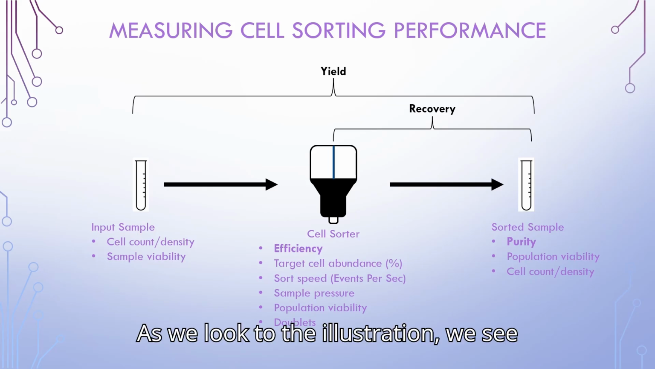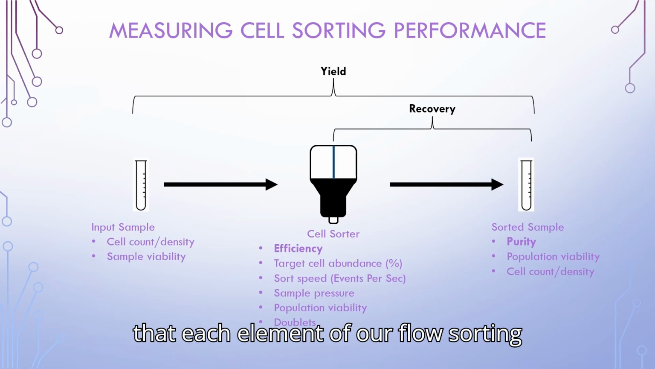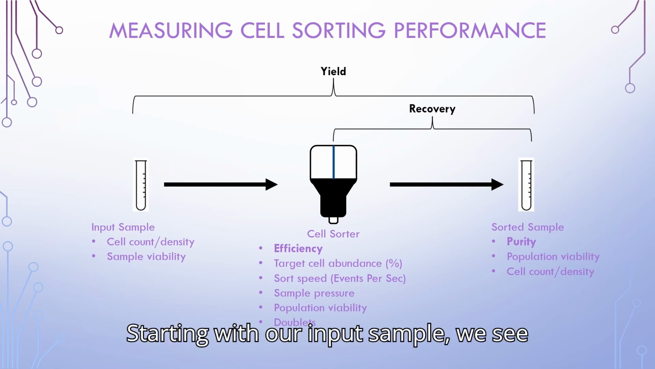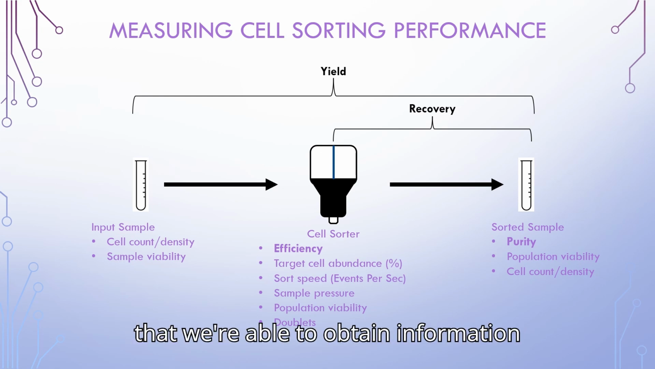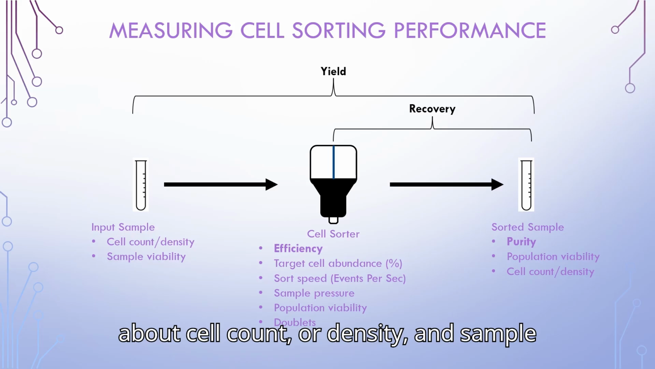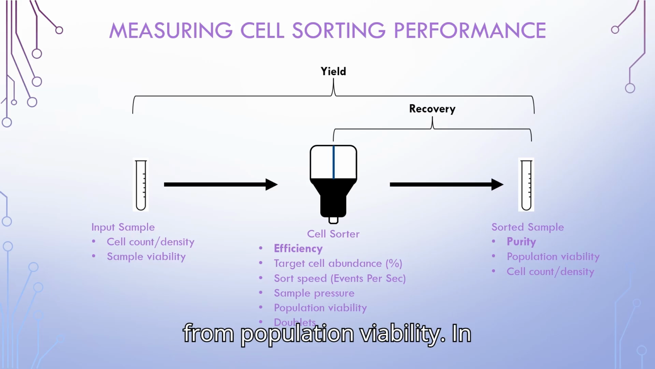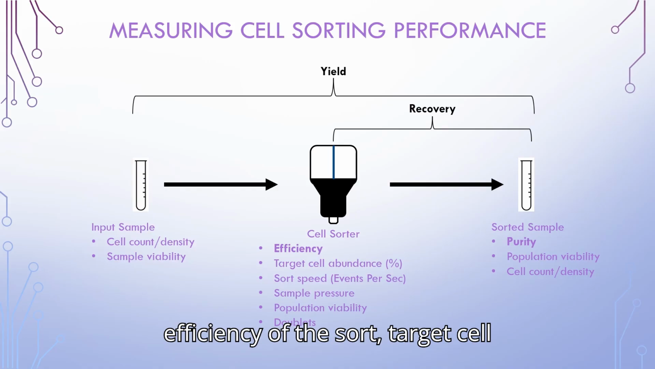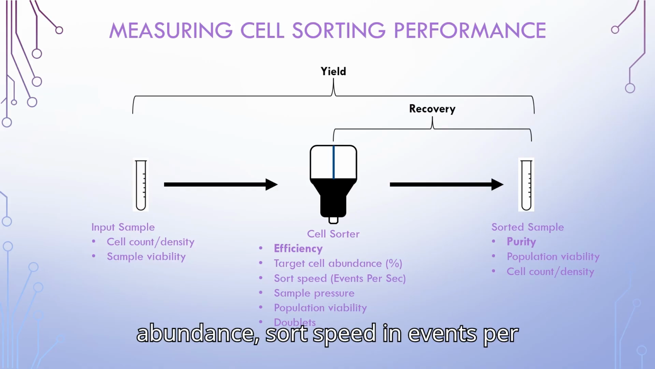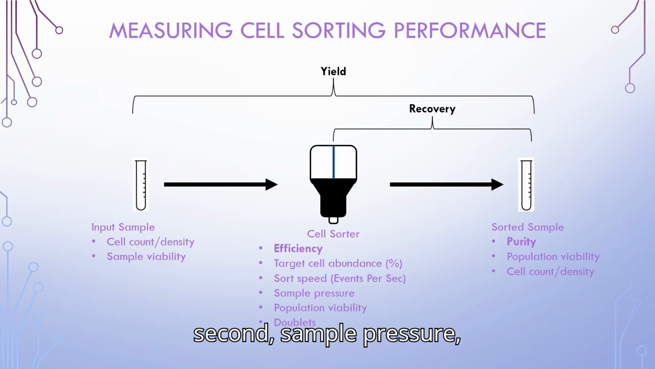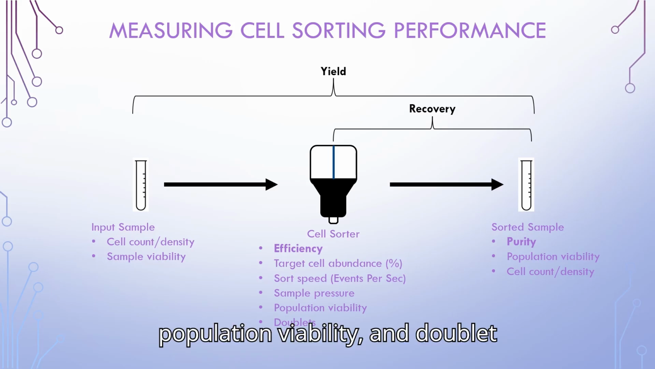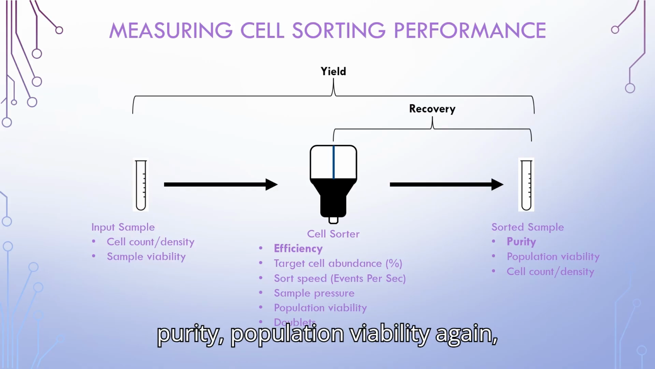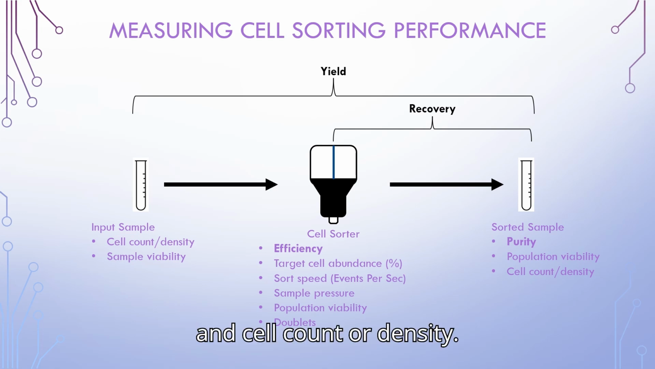As we look to the illustration, we see that each element of our flow sorting workflow gives us a body of information. Starting with our input sample, we're able to obtain information about cell count or density and sample viability, which we describe separately from population viability. In the cell sorter, we can learn about the efficiency of the sort, target cell abundance, sort speed in events per second, sample pressure, population viability, and doublet identification. In the sorted sample, we're able to measure things like purity, population viability again, and cell count or density.